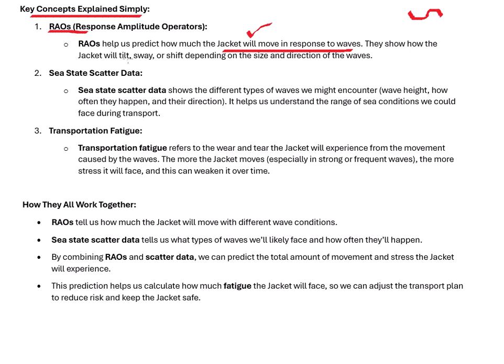They show how the jacket will tilt, sway or shift depending on the size and direction of the waves. Depending on how big the wave is and which direction it's coming from, the jacket will move, right? How it will tilt, sway, all these things are given by RAOs.